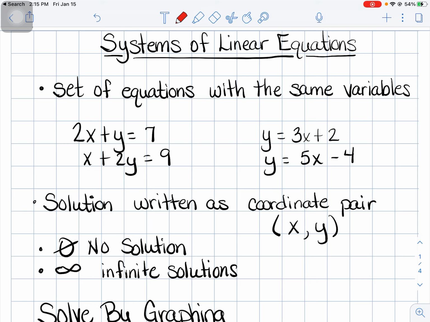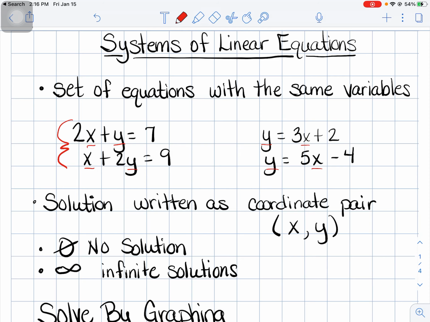So here's some examples. 2x plus y equals 7 and x plus 2y equals 9. This set, both have x's, both have y's, and they're both linear equations. Here's another example. Y equals 3x plus 2 and y equals 5x minus 4. They're both linear equations and they both have y's in each and x in each.